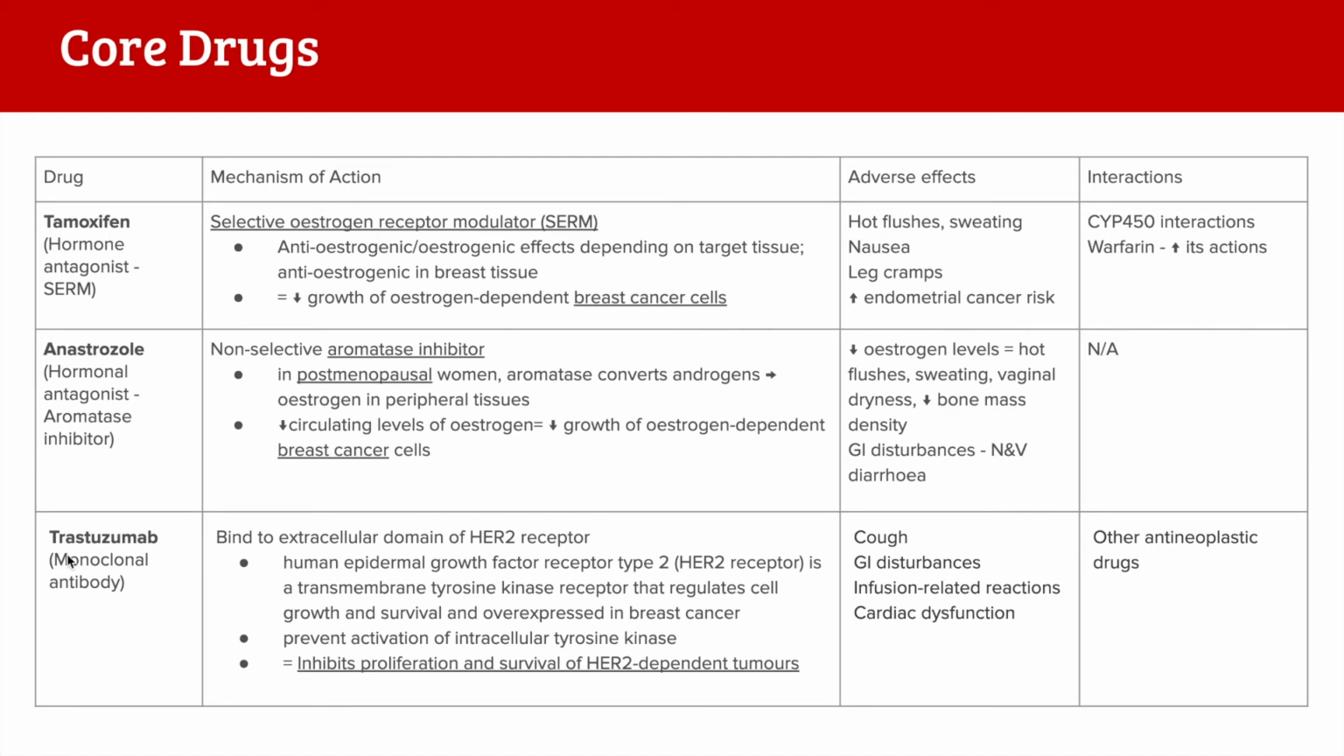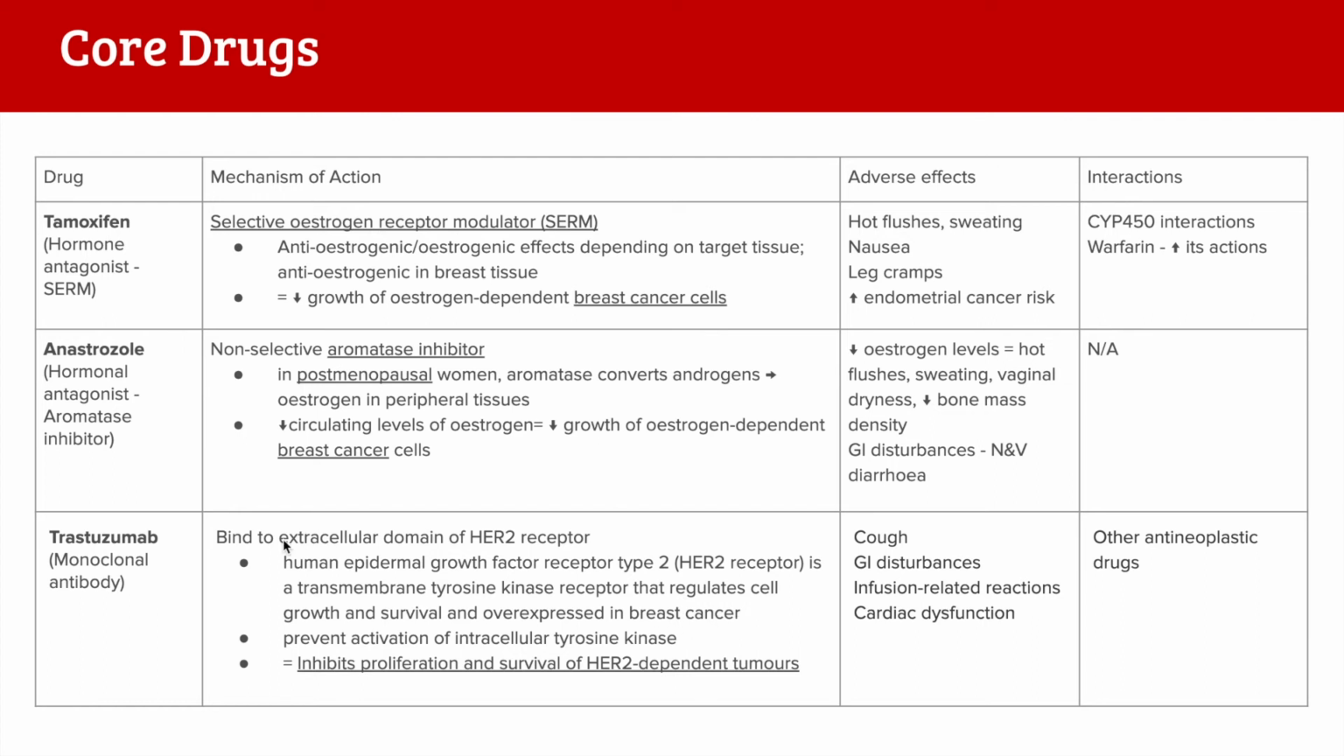And the last one is trastuzumab. This is a monoclonal antibody, so this is the only one out of all of them that you have to learn that's a novel agent. And you've probably come across this several times, like HER2 receptors. So HER2 receptor is a transmembrane tyrosine kinase receptor that's overexpressed in breast cancer.